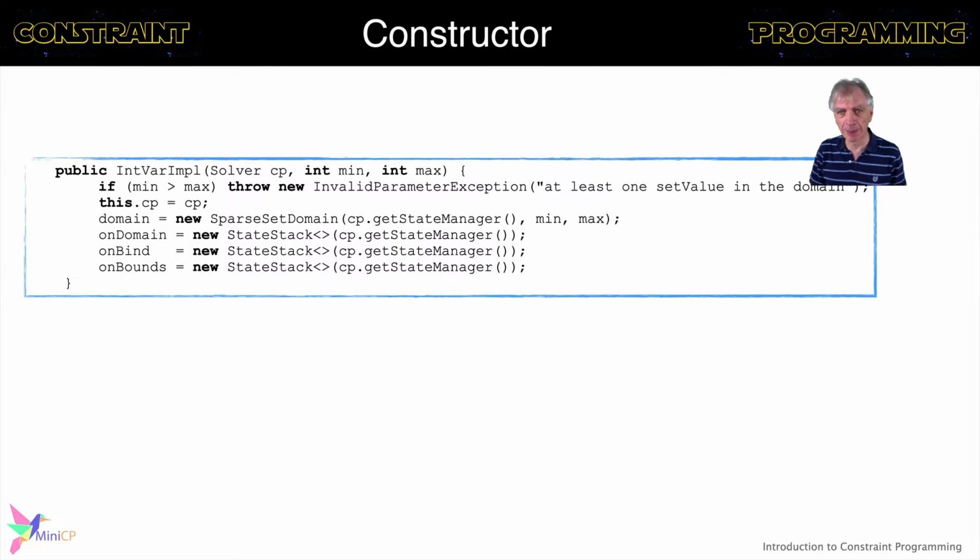All right, so this is the implementation of the constructor. You get the solver there, the min and the max values. This is the domain; the domain is between min and max. And you basically store the solver, create a sparse domain, and then create three lists, three stacks of constraints. This is where you can accumulate the constraints that the variable is appearing in. And when we see the constraints implementation, you'll see how we add that to the variables.